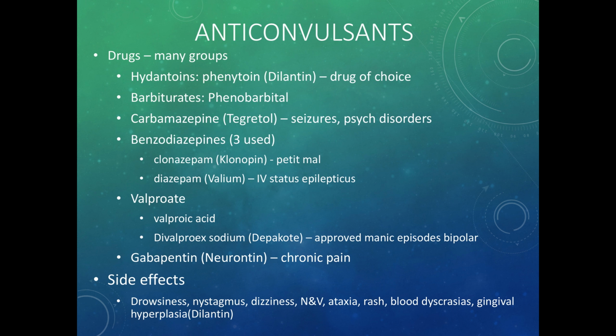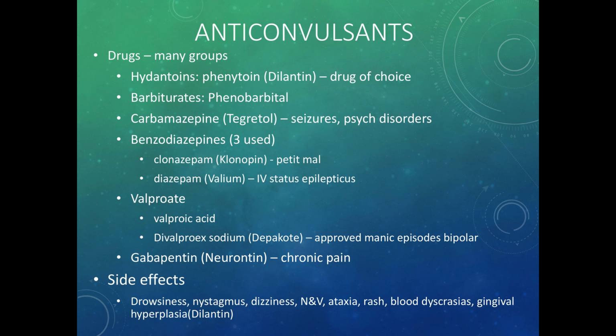And the drugs that we use here, again, there are many groups of them. The hydantoins are phenytoin, which is Dilantin. This is the drug of choice. In Chapter 19, these medications are defined for you on page 247. On page 248, the prototype of phenytoin is there, so you should review that. The barbiturates like phenobarbital can be used. That's usually used for short-term and in an acute care setting.